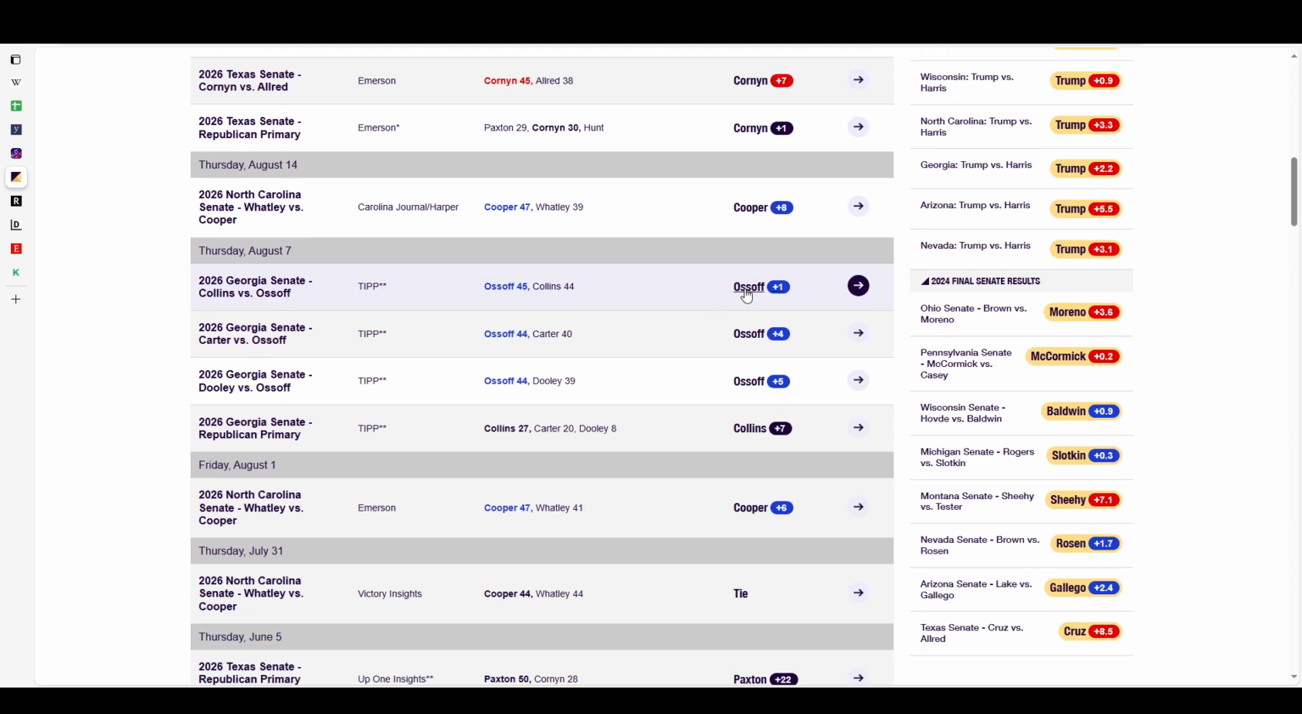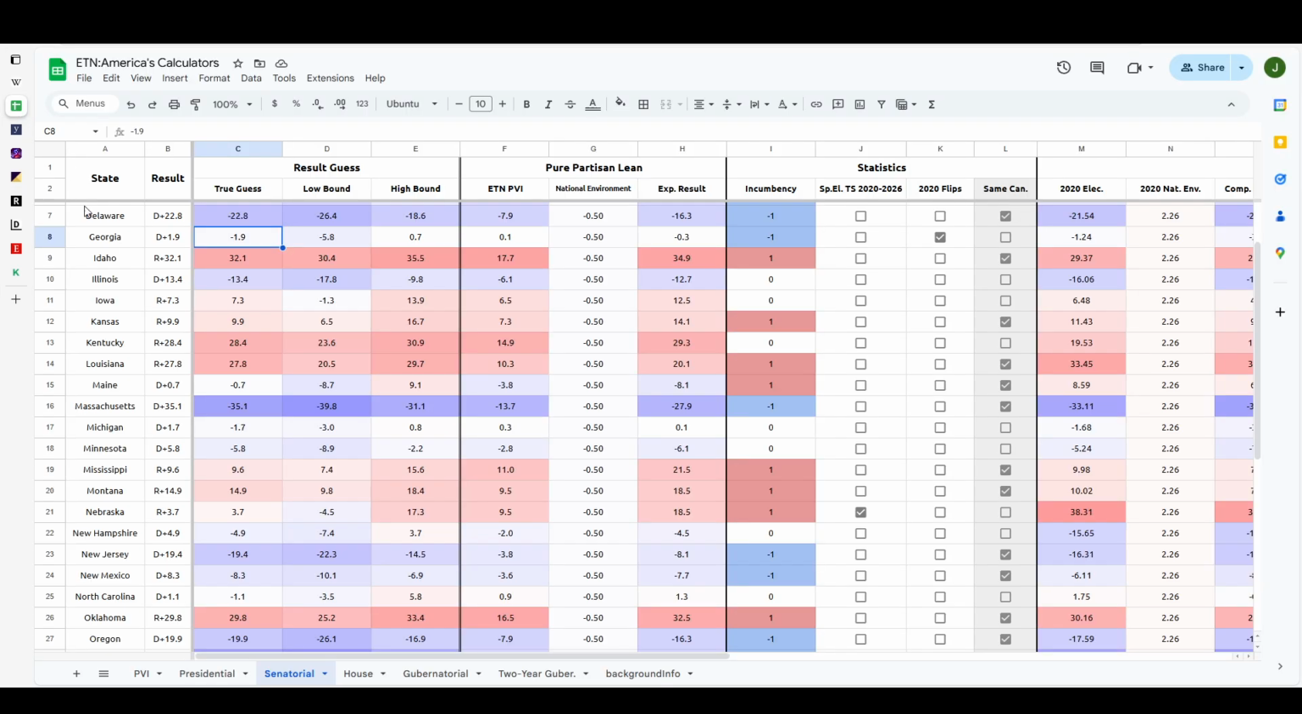We do have polls here. He's winning by 1 against Collins, 5 against Dooley, and 4 against Carter, but we do have a few undecideds. Generally, that might go a bit for the Republican in the state of Georgia, so it's going to be pretty close no matter what, but he could probably end up pulling that off no matter who he ends up running against.